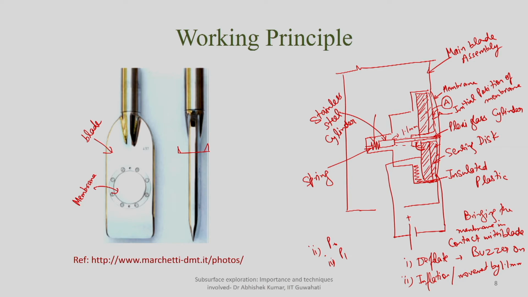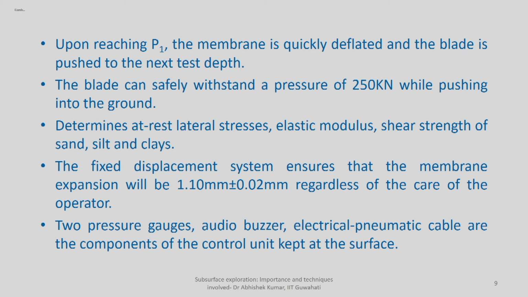Once you get these two values, you deflate the membrane again and push it to the second depth, and so this is the working principle. Upon reaching the P1 value, the membrane is quickly deflated and the blade is pushed to the next depth. Again there you measure how much pressure is required to bring the membrane in contact with the blade. Second, how much pressure is required to push the membrane 1.1 mm into the soil, and so on and so forth.